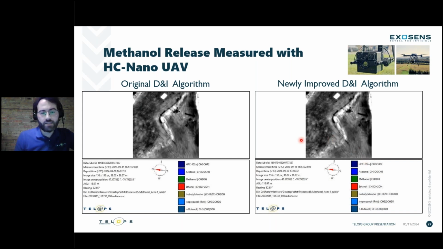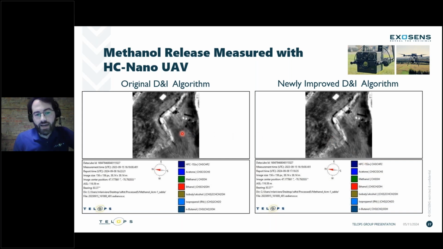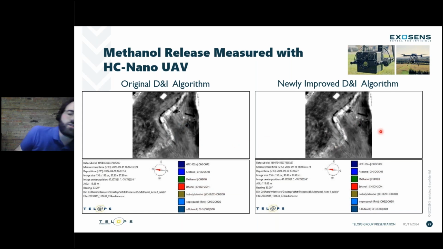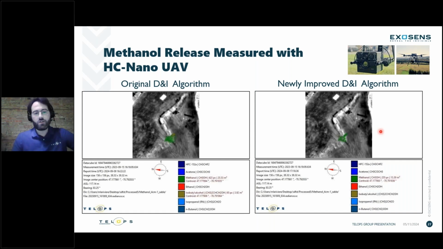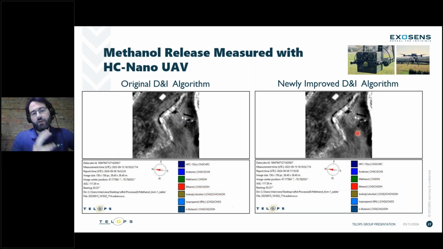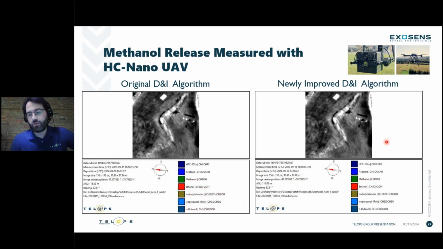And as we can see, with the nano hovering quite high from the ground, it's only a few pixels sometimes, and it's able to get that clear detection only with methanol. And so we have that all covered compared to the old algorithm, really showing a great specificity and lower threshold of detection compared to before.